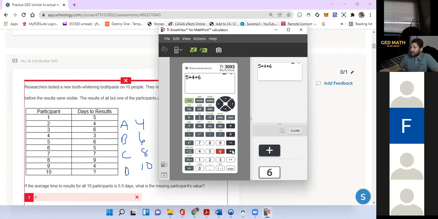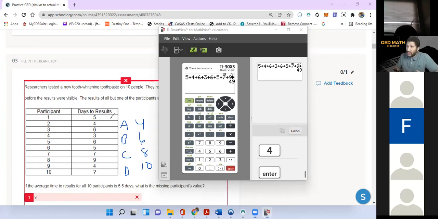So 5 plus 6 plus 3 plus 6 plus 5 plus 7 plus 9 plus 4. Is that all of them? I think that is. So I'm just going to hit enter right now. As I total all these up, I know I got 49. Does everybody understand where I got the 49 from? Yes. Okay, now watch this.